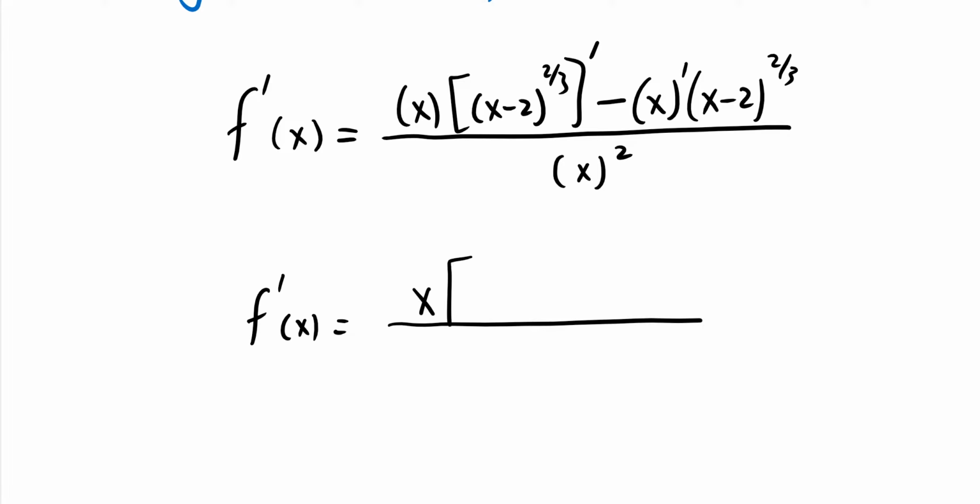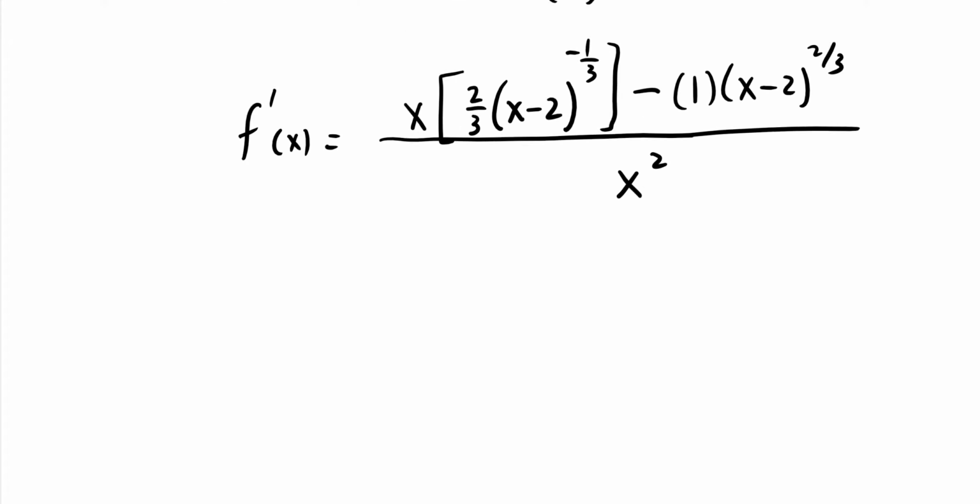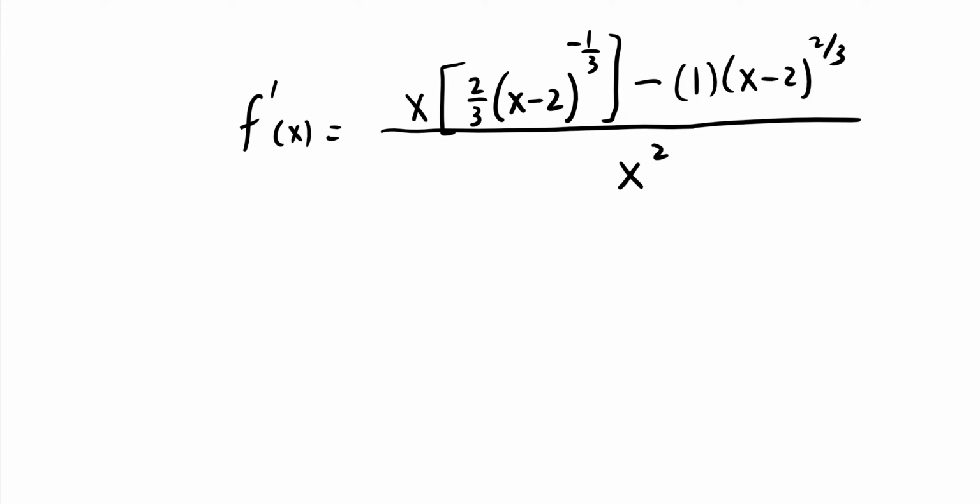X stays the same. What is this? You bring the 2/3 down, x minus 2, and subtract 1 from that. 2/3 minus 1 is negative 1/3. The derivative of x is 1, and this stays the same over x squared. So what confused students the most is working with something like this. How am I going to solve this equals 0 or does not exist?